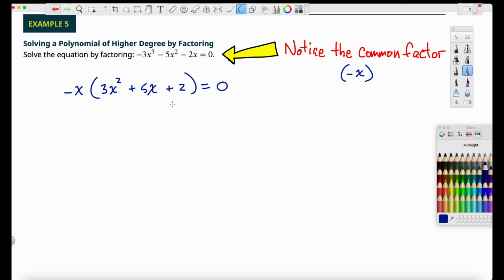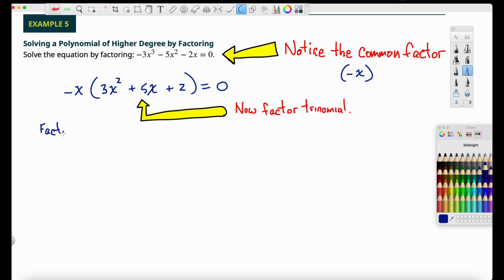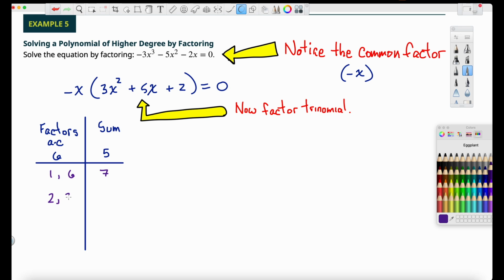Now this trinomial right here has a leading coefficient of 3. So we need to follow the same steps as we did in example 4. We need to find the factors of a times c that add to the b term. So a times c is 6, so 3 times 2 is 6, and 5 is our b term. So this is fairly straightforward, right? 1 and 6, and then 2 and 3 are the only factors that we can use. And the 2 and 3 add to 5, so that's what we're going to use.